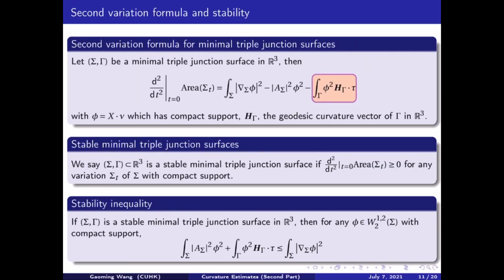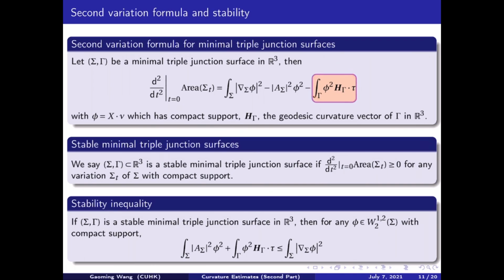After defining this notation, we can state the second variation formula and define the stability of minimal triple junction surfaces. Still, we use sigma gamma to be a minimal triple junction surface. We suppose sigma t is a variation of sigma with x as the variational vector field. Then the second derivative of area can be calculated by this formula. Here, phi is just a dot product of x and nu. H gamma here denotes the curvature vector of gamma in R3. Actually, the term of H gamma dot with tau I is just the geodesic curvature of gamma on surface sigma I. There is an X term which I have marked here.